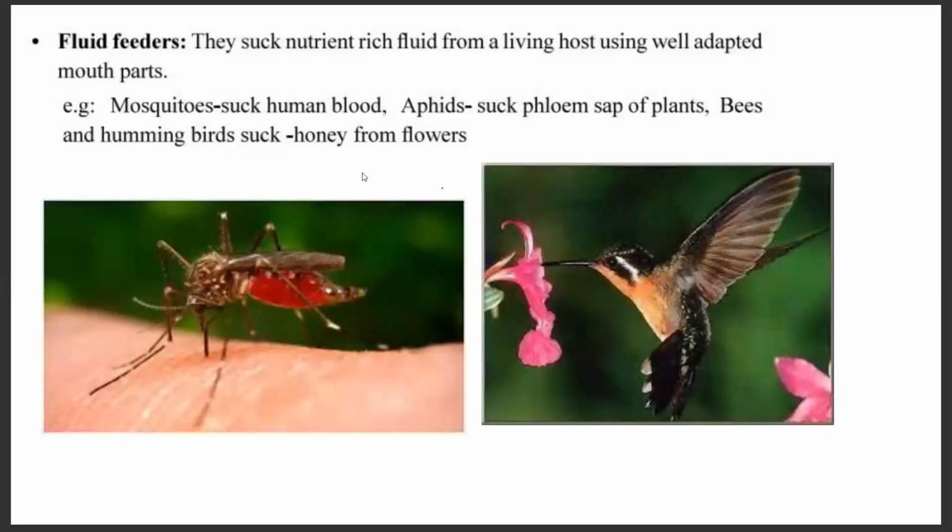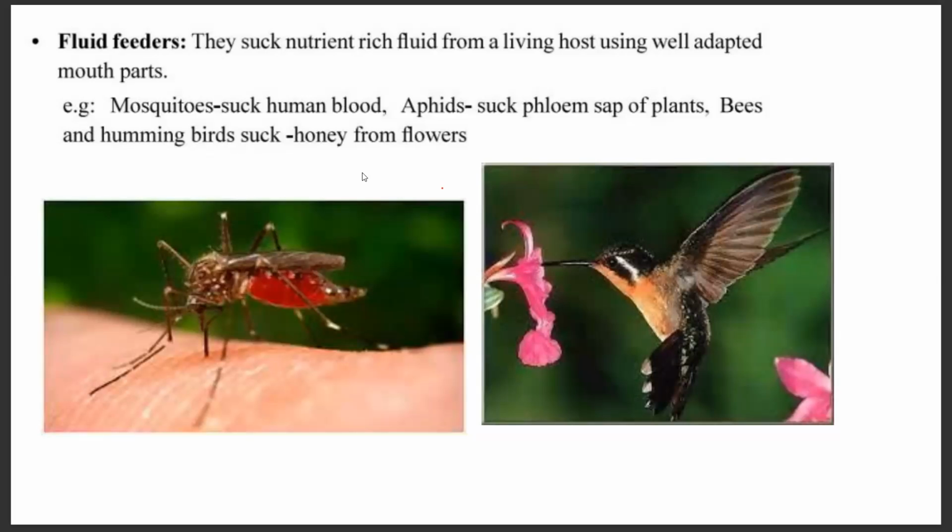The next group is fluid feeders. Mosquito, then these hummingbirds, right? Aphids, bees, they are examples for fluid feeders. What do they do? They suck nutrients from the nutrient-rich fluid from their host, right? From the living host, using their well-adapted mouth parts. Okay?